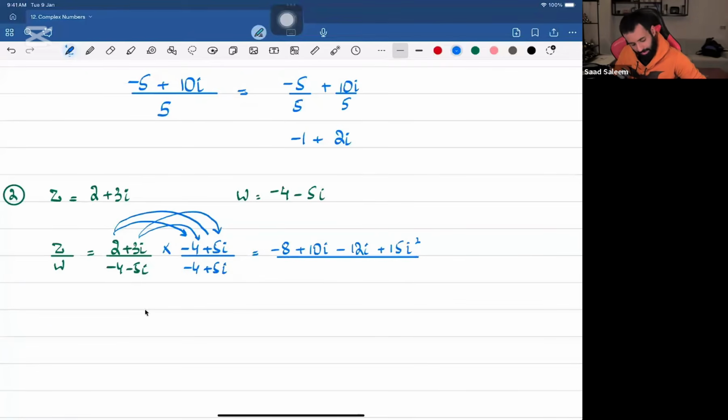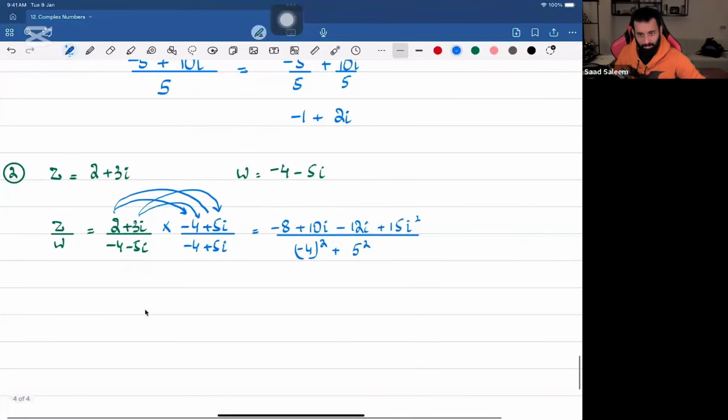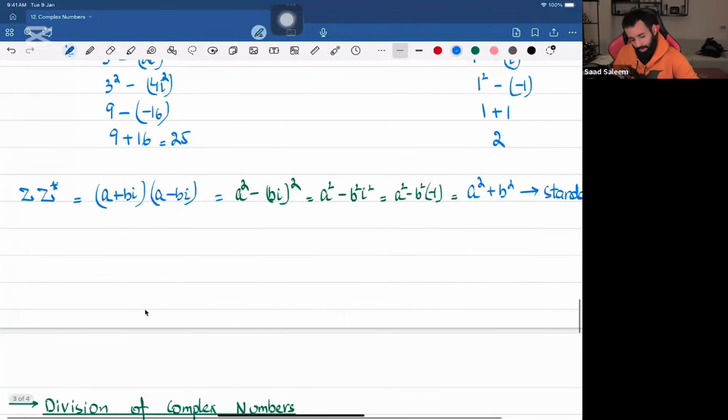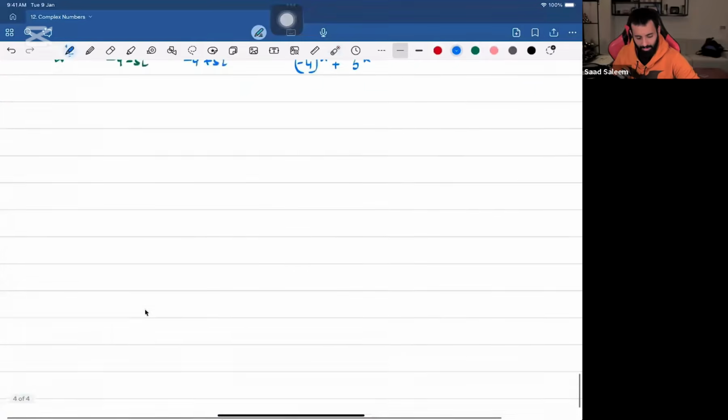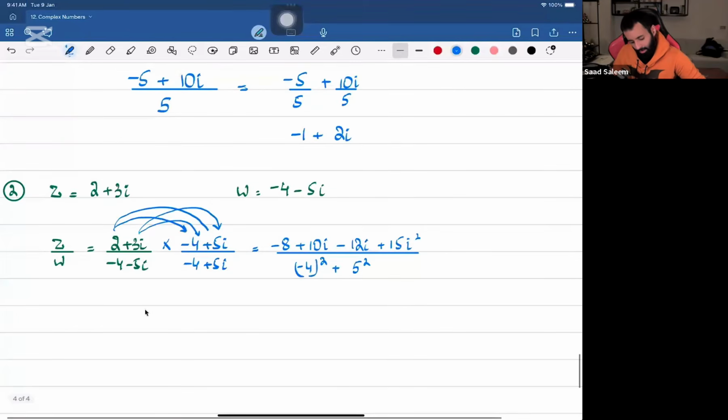And then in the denominator, it's going to be minus 4 squared plus 5 squared. Okay, a squared plus b squared. That doesn't mean that you forget what the identity is and start rewriting it as a squared plus b squared. It is a squared minus b squared. Only in the case of complex numbers, for this reason, it becomes a squared plus b squared. The identity does not change, the identity remains the same.